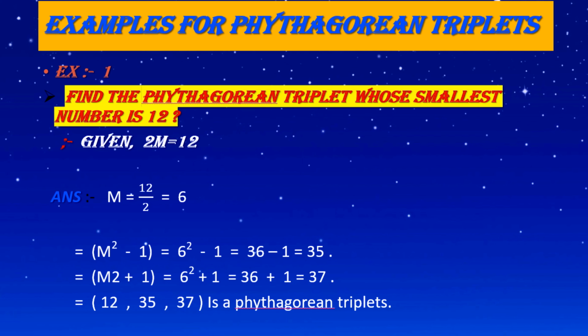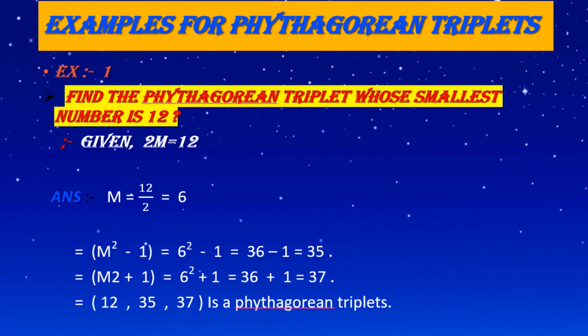Let's see an example for a Pythagorean triplet. Example 1: find the Pythagorean triplet whose smallest number is 12. It is given in the question that 2m is equal to 12. Let's see the solution.